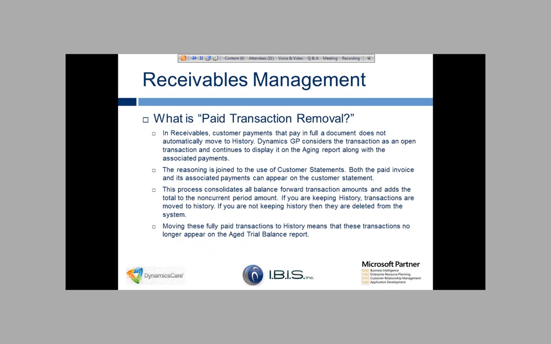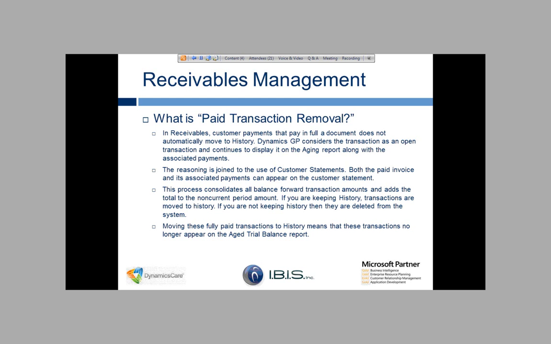Well, in receivables, customer payments that pay in full a document, this document does not automatically move to history. GP considers the transaction as an open transaction and it continues to display it on the aging report along with the associated payments. So this means, unless you run the paid transaction removal, it stays on there forever and ever on your aging report, which can make the aging report quite large.